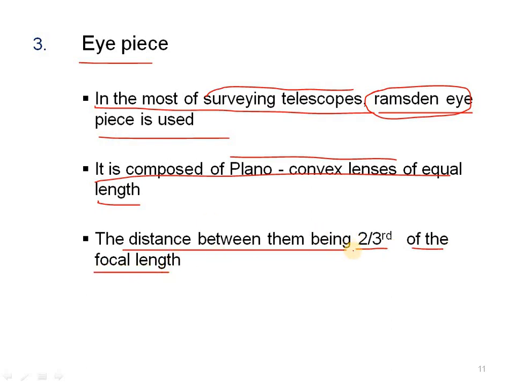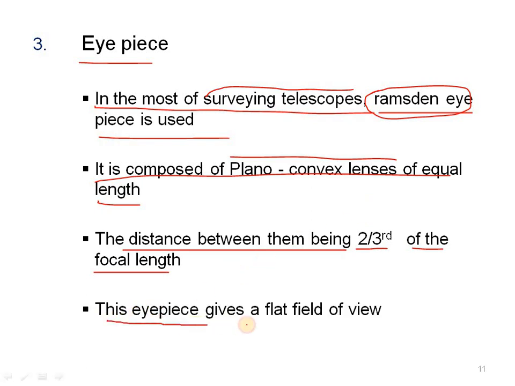So here in the eyepiece, which we are seeing to the object glass, that will be 2/3 of the focal length. The focal length is nothing but in the telescope the distance from the object glass to the eyepiece, that is known as focal length. And this eyepiece gives a flat field of view. So when we see through the eyepiece to the object, it gives the flat field of view. That means the object which is there, we can see very clearly, just like a flat.